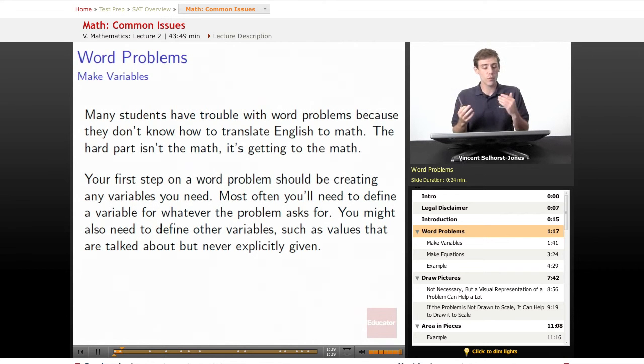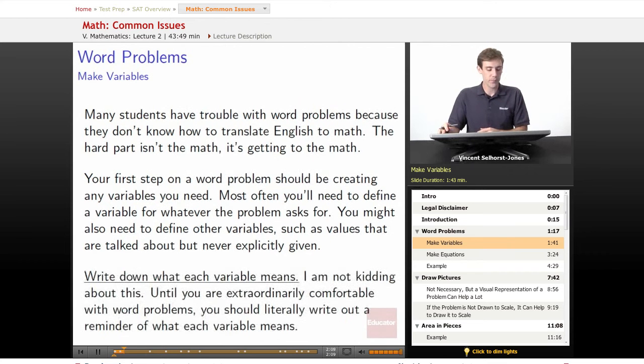So your very first step when doing a word problem is to make variables. You need to create any variables that you might need for the problem. So most often you'll need to define a variable for whatever the problem asks for. If it asks for, how many sheep are going to be on the field, then you need to create some number for sheep. So make it like S, sheep. You might also need to define other variables like values that are talked about but never explicitly given. So figure out what variables you need to set up to do the problem.